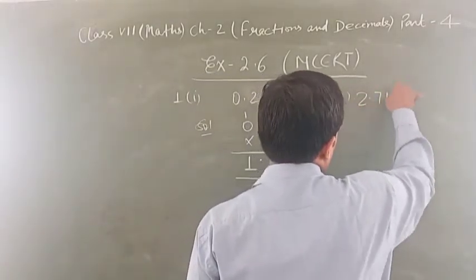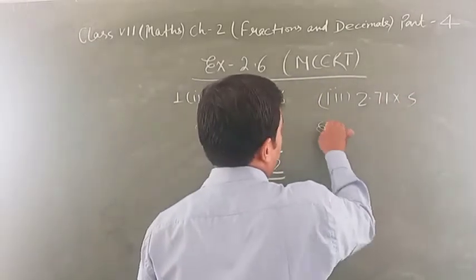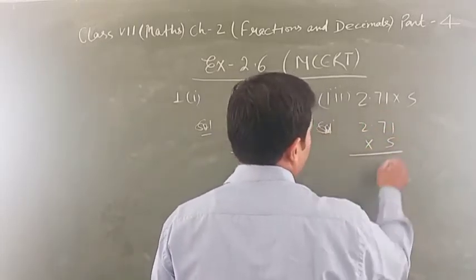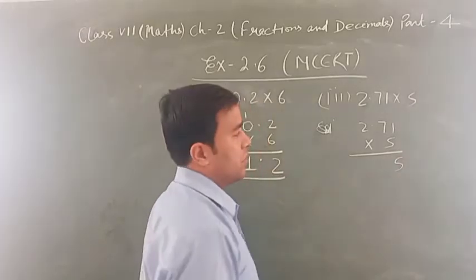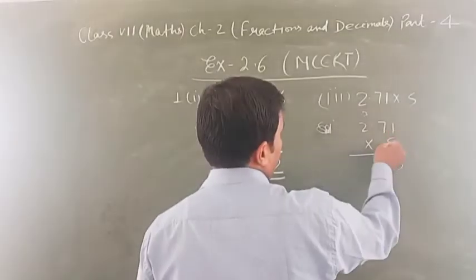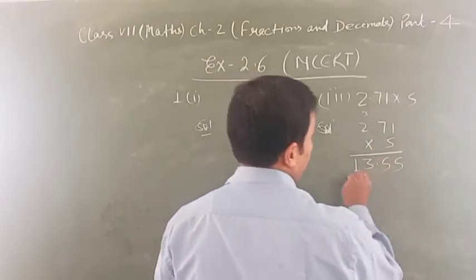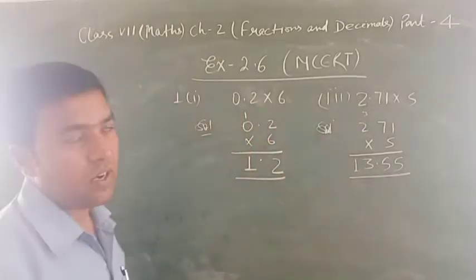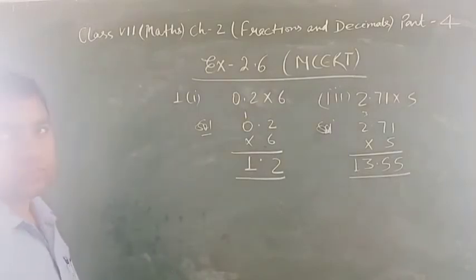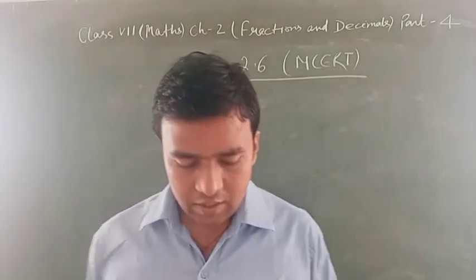2.71 into 5. 2.71 into 5 means 5 times 1, 5; 5 sevens are 35. Clear? 3 carry. 5 twos are 10, plus 3, 13. After decimal 2 numbers means 13.55. Clear? Is the answer. Note down this. Second question.